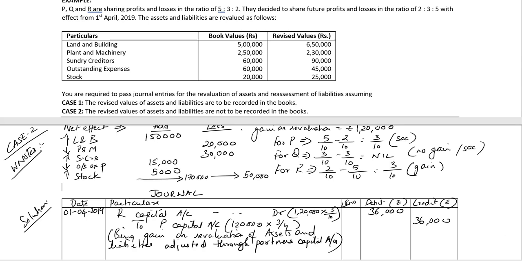We need to find out the net effect through the plus minus approach. And again, in this method, the values at which the assets and liabilities will be recorded in the books is these book values. So we've seen a comprehensive example for revaluation of assets and reassessment of liabilities, the journal entries under both the methods.